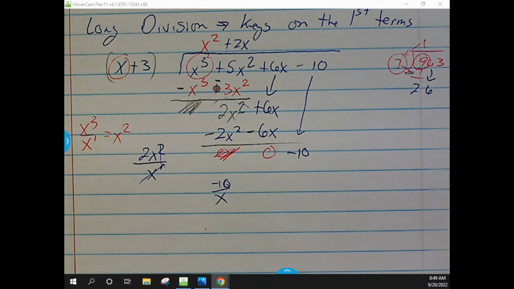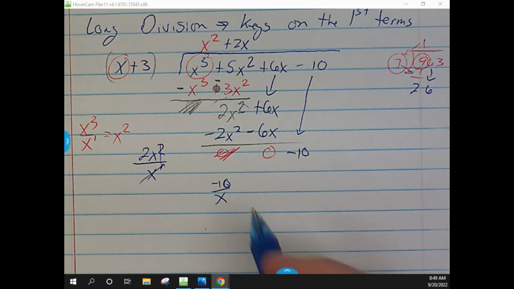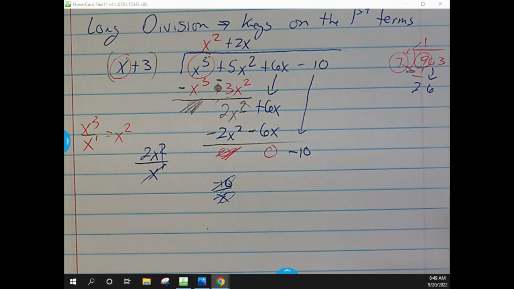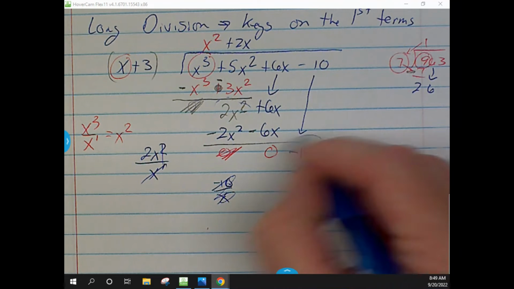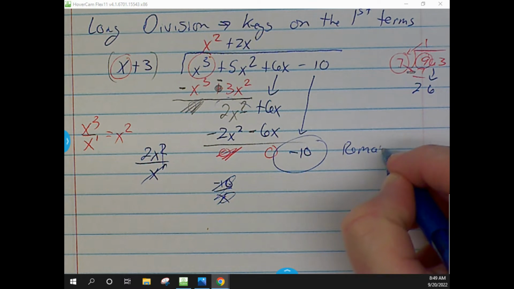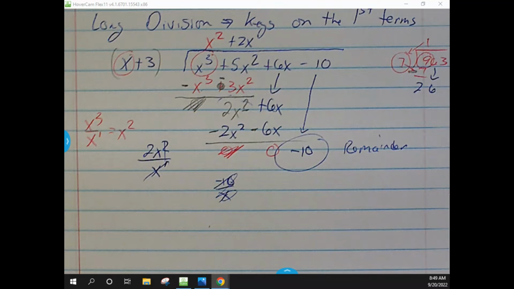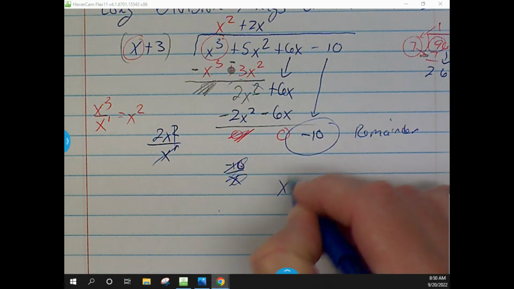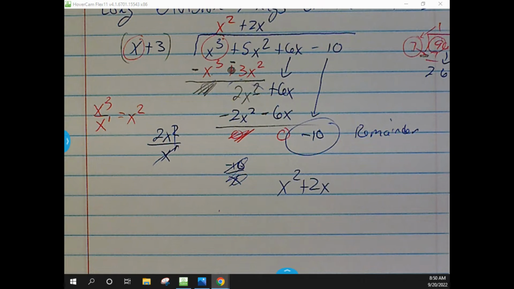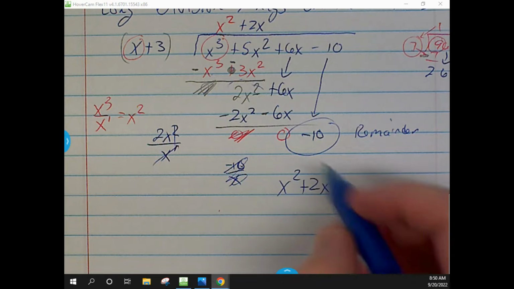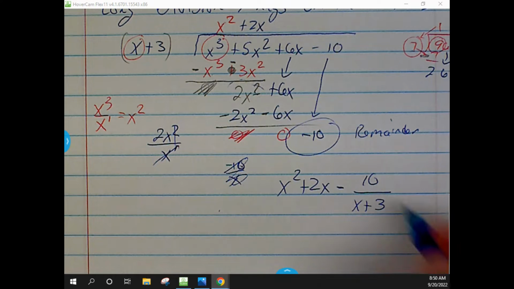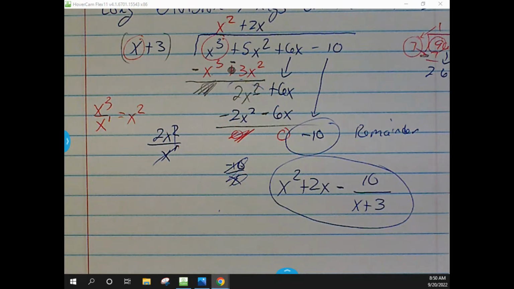So once we're there, we've done the division, we get to here, there's nothing else that will cancel. So for this one, we're just kind of done. So then this negative 10 winds up being your remainder. And the way they're going to draw these problems out, the way they're going to set the answer is you're going to take whatever you've got up here, so it'll be x squared plus 2x, and then instead of just putting a remainder negative 10, they're going to do a minus, and then 10 divided by this thing here of x plus 3. And that's going to be your answer.